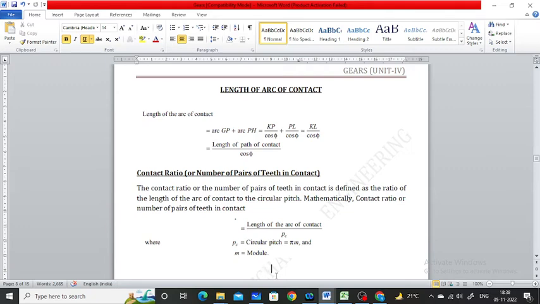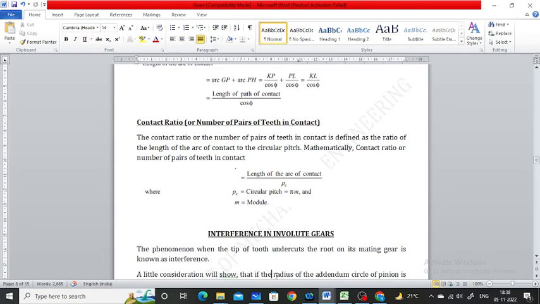The contact ratio, or the number of pairs of teeth in contact, is defined as the ratio of the length of the arc of contact to the circular pitch. Is it always a whole number? Okay, so contact ratio is the length of arc of contact divided by Pc. Pc is the circular pitch, which is pi into m, where m equals the module. It is the formula of the contact ratio.